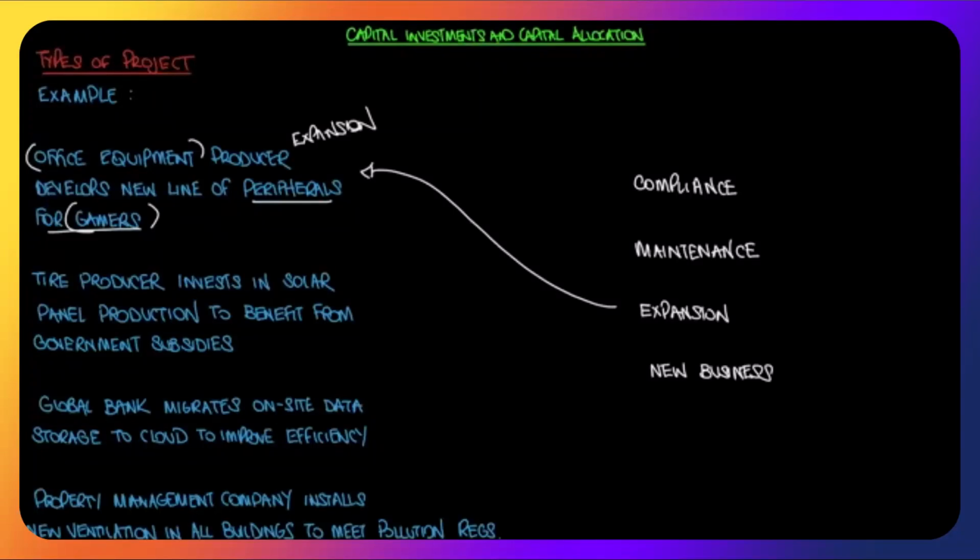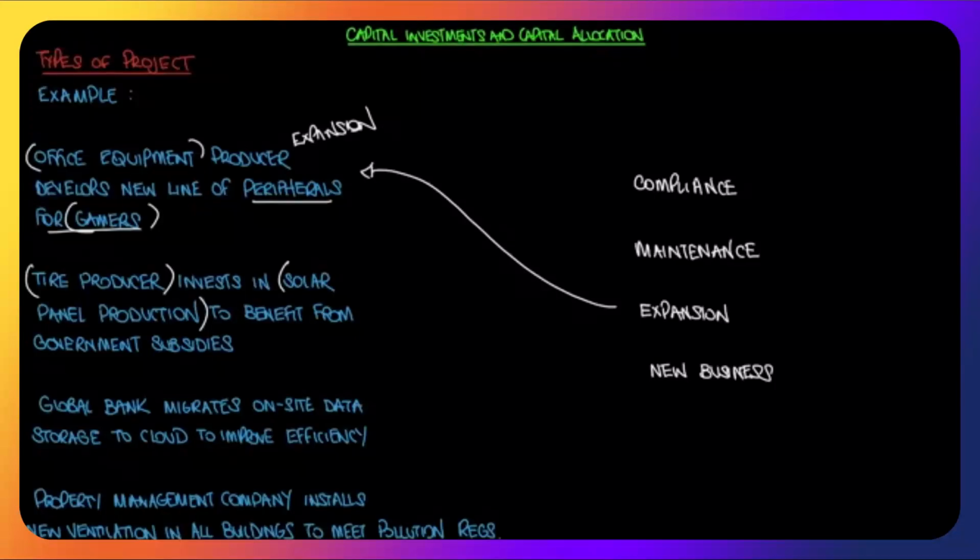Number 2, a tire producer. That's not how I'd spell tire, but I'll have to live with it. A tire producer invests in solar panel. I mean, I did write this to be fair, but that's how it is presented in the curriculum. A tire producer invests in solar panel production to benefit from government subsidies. They are currently producing tires. They're going to move into solar panel production.